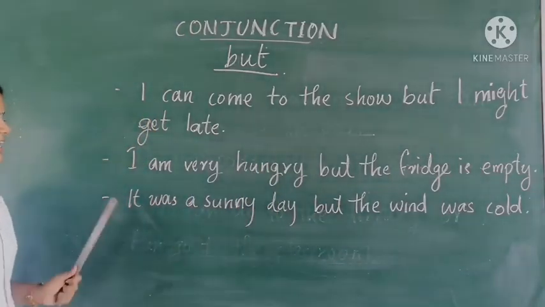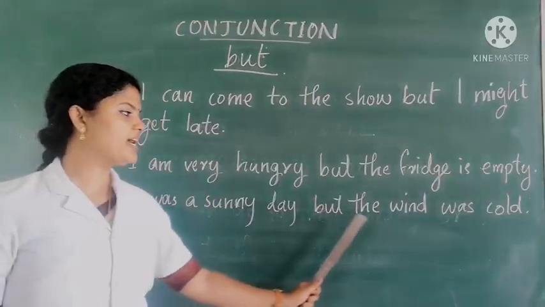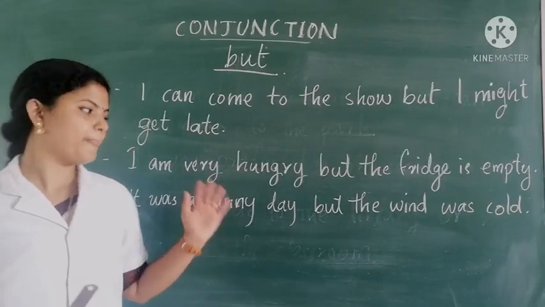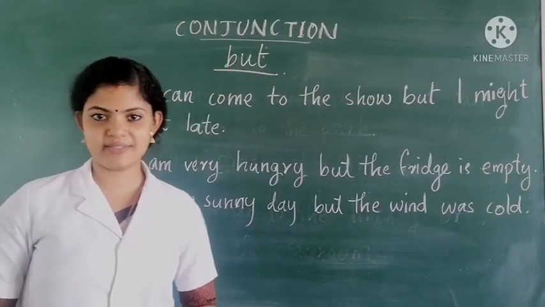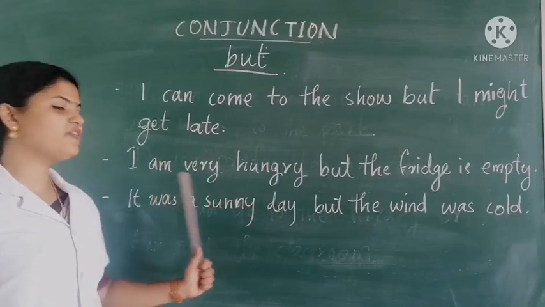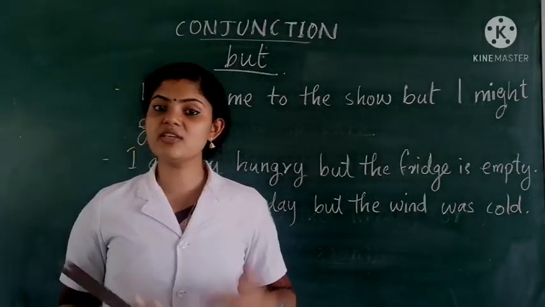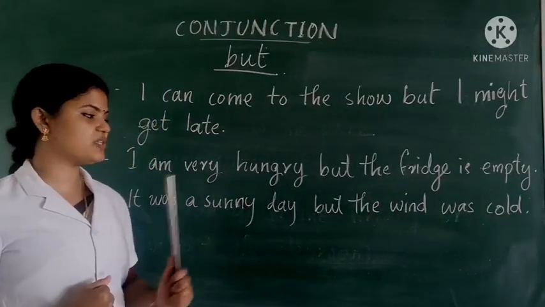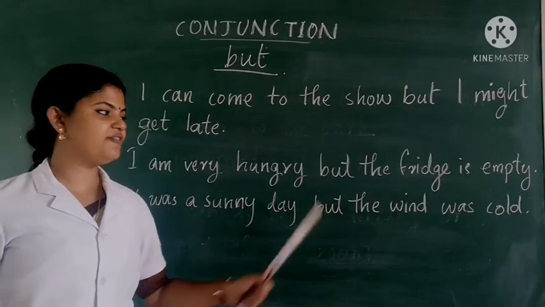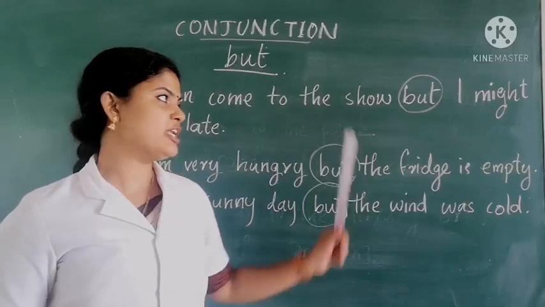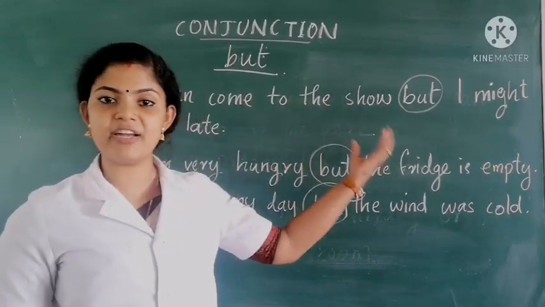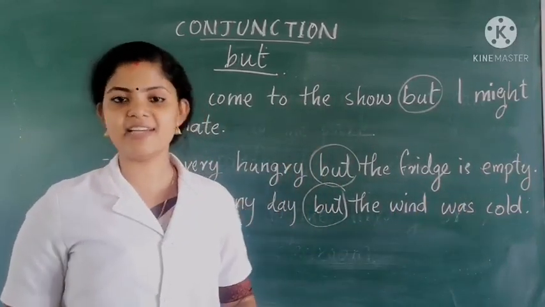So let's see the next sentence. It was a sunny day, but the wind was cold. Sunny day means it is a very hot day. It is not a rainy day, but the wind was cold. So a cold wind is there. Both these sentences are different. It was a sunny day. The wind was cold, but we can join these sentences using the conjunction but. So it was a sunny day, but the wind was cold. We use the conjunction but to join words that are different and do not go together. So we join different sentences together with the conjunction but.